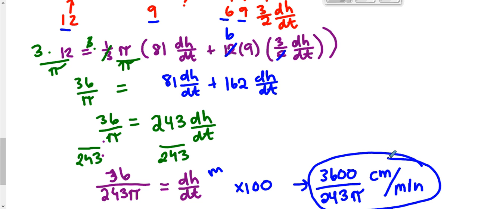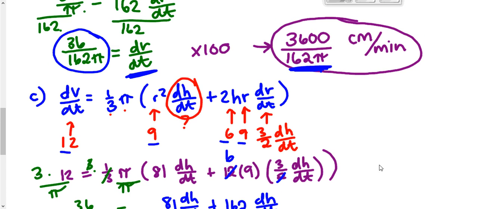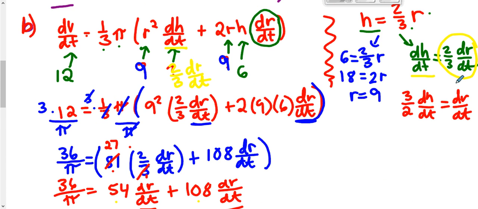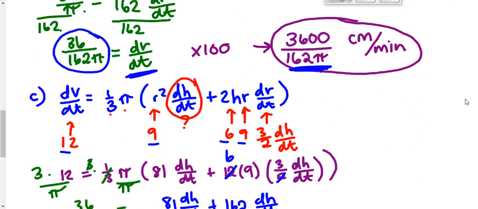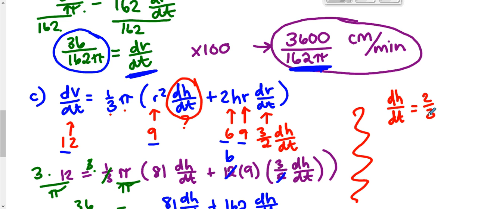I do want to show you one shortcut for part C. So remember how we have this equation right here. We have an equation for dH dt. dH dt is 2/3 dr dt. So here's our shortcut. dH dt is 2/3 dr dt. Well, guess what? Right here, we found dr dt.